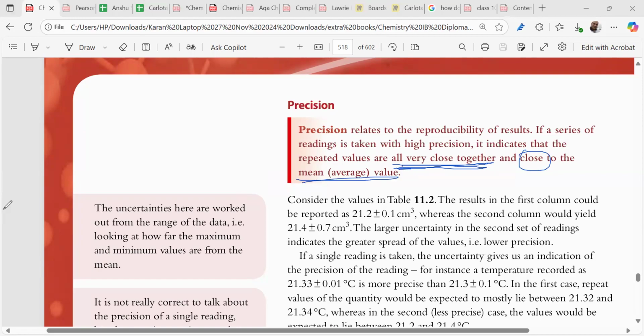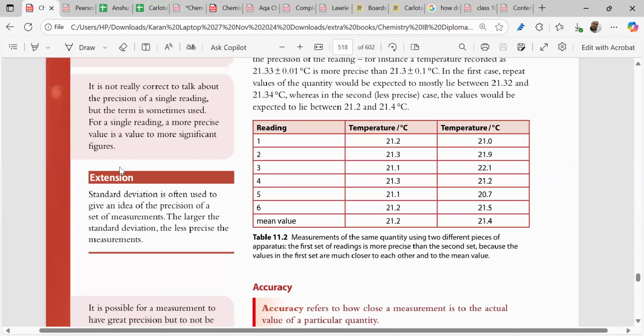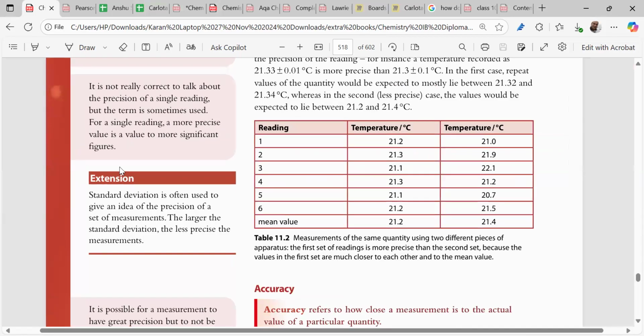This is very important information: precision is dedicated to the reproducible result, how close the values are together. Suppose Mr. A and Miss B are taking the experiments. See over here, Mr. A, the values are very close together. But Miss B, can you see the values which are coming over here? They're scattered.